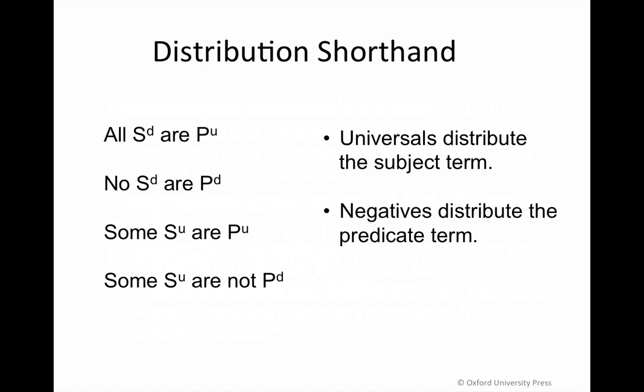So remember, the A proposition distributes the subject class only. That's all S are P. The E proposition, the E claim, distributes both the subject and predicate classes. That's no S are P. The I claim, some S are P, distributes neither the subject nor the predicate class. And finally, the O proposition, the some S are not P proposition, distributes only the predicate class. And then the other shorthand on the right hand side of the screen gives you another way of thinking about distribution.